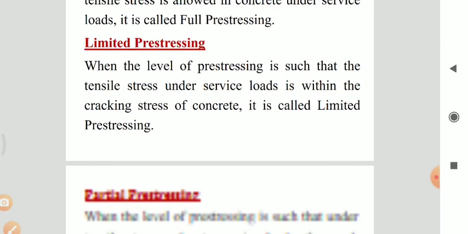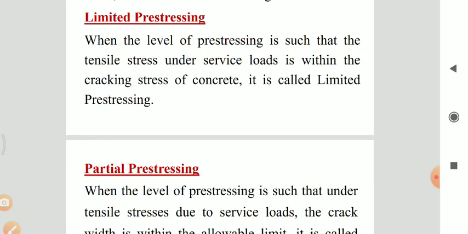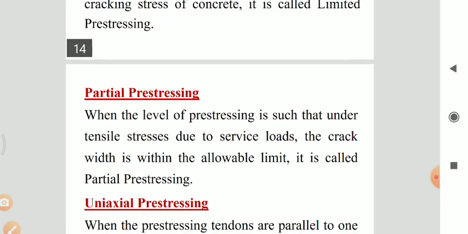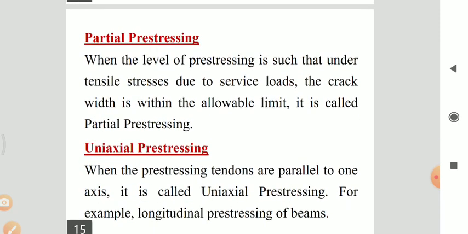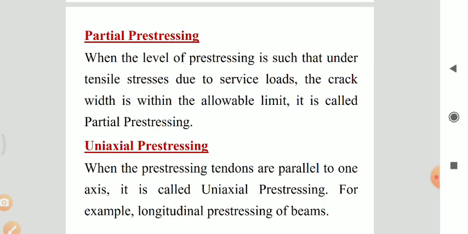Then limited pre-stressing: the level of pre-stressing is such that some permissible amount of tension may be allowed in the concrete as per the regulation laid down by the code, within the cracking limit of the concrete. Then partial pre-stressing: the level of pre-stressing is such that under tensile stress due to the service loads, the crack width is within the allowable limit.